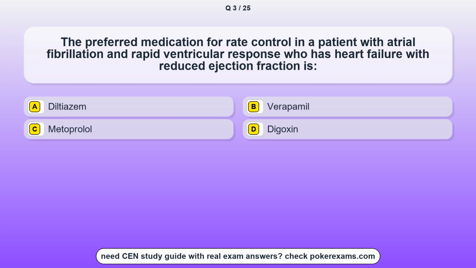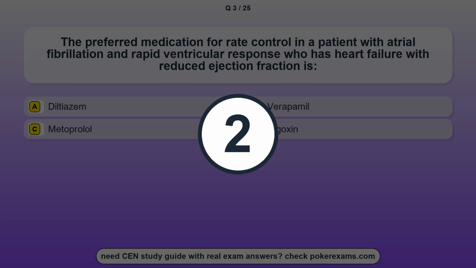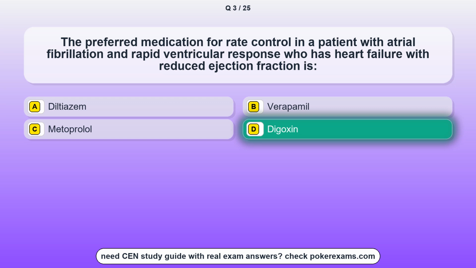Question 3. The preferred medication for rate control in a patient with atrial fibrillation and rapid ventricular response who has heart failure with reduced ejection fraction is Option A, diltiazem. Option B, verapamil. Option C, metoprolol. Option D, digoxin. The correct answer is option D, digoxin.